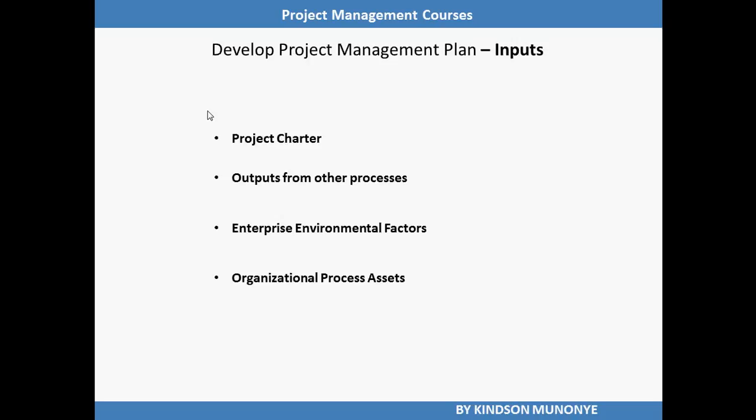We also have another input, organizational process assets. Organizational process assets include things like standardized guidelines, work instructions, performance measurement criteria for the organization, templates, change control procedures, project files, etc. So all these 4 items are inputs to develop project management plan. Take note that there are 4 inputs: project charter, output from other processes, enterprise environmental factors, and organizational process assets.